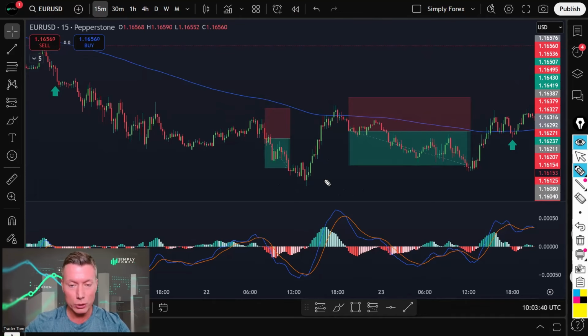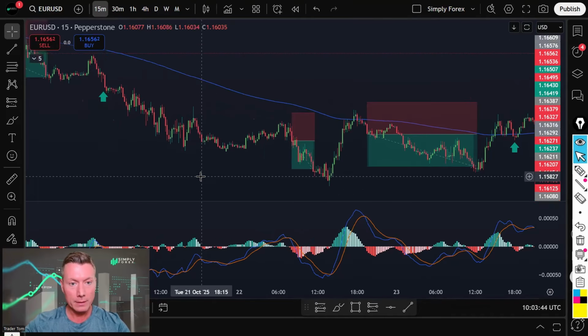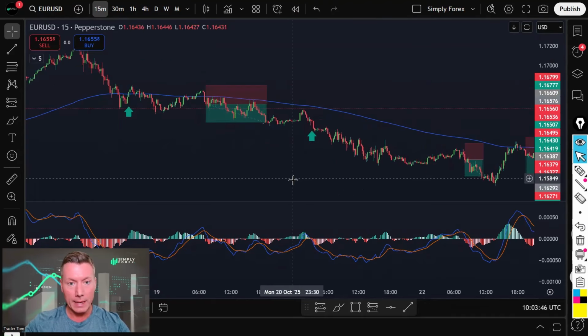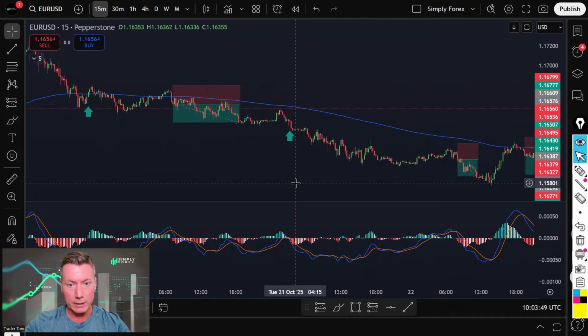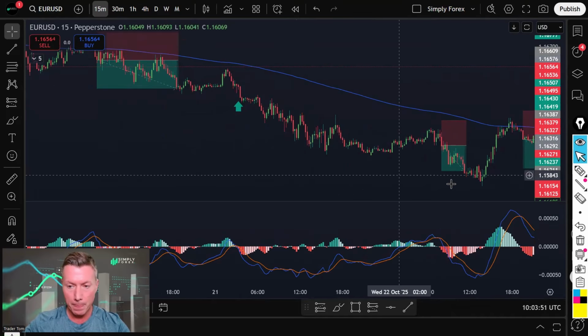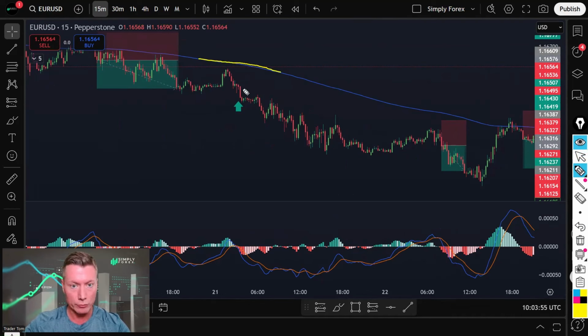So it's doing so well. We have 100% record so far. Okay, let's carry on. Now, this one is interesting, guys, right? Because we're clearly below the exponential moving average 200.